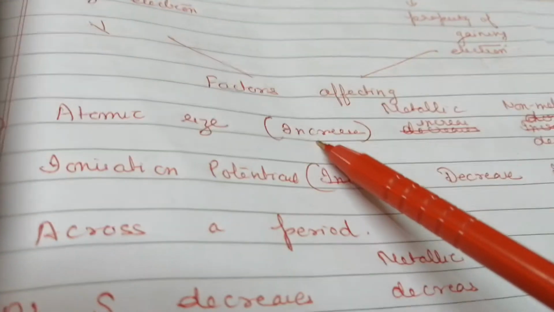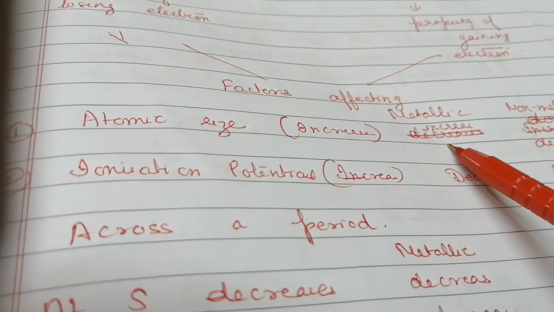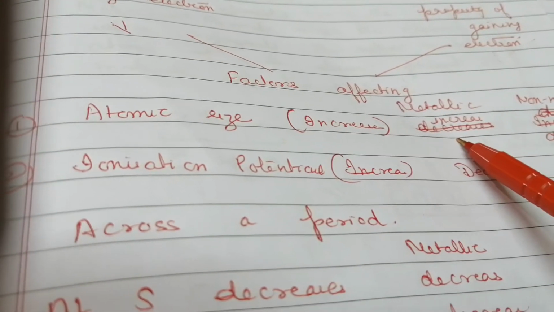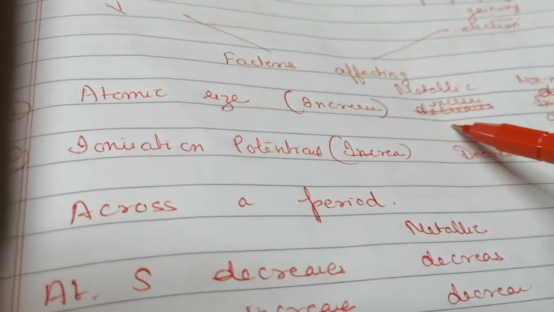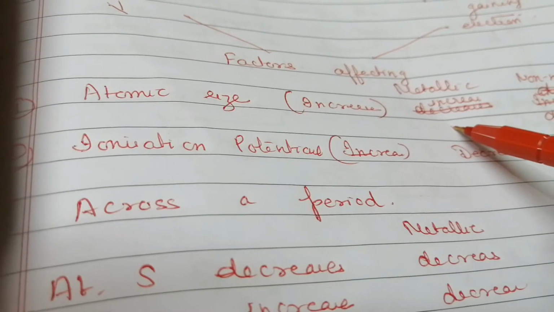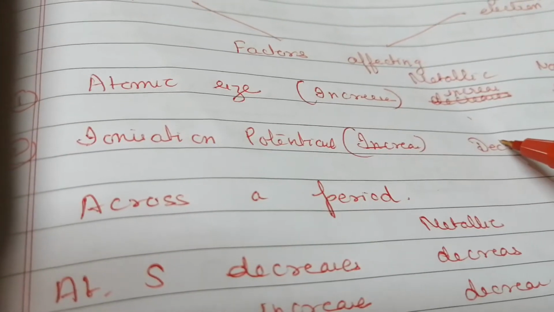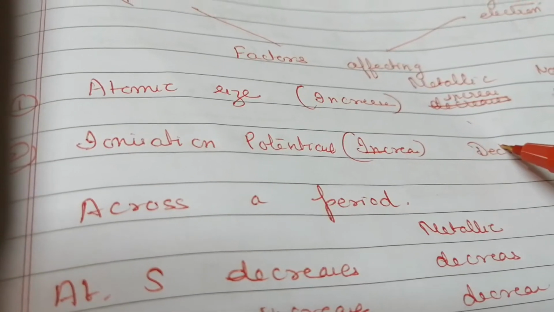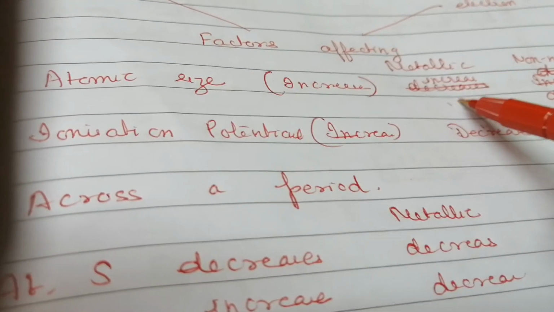As the atomic radius increases, the metallic character is going to increase. As the atomic radius increases, the size of the atom will be more, there will be less force of attraction on the outer electrons, so the electrons can easily be lost. So size is bigger, less force of attraction on the outer electrons, and the electrons can be lost easily. So they have a metallic character.